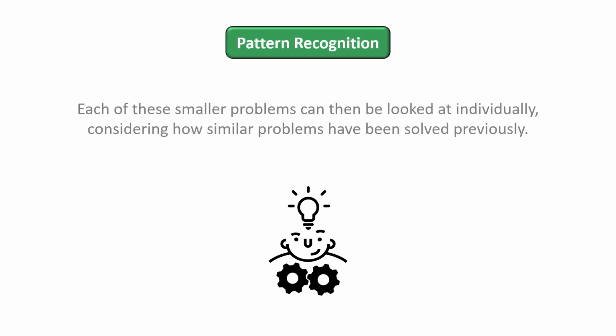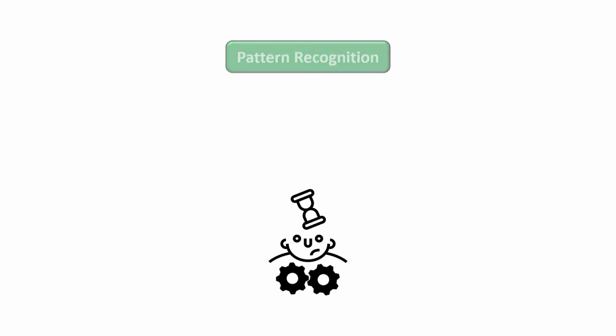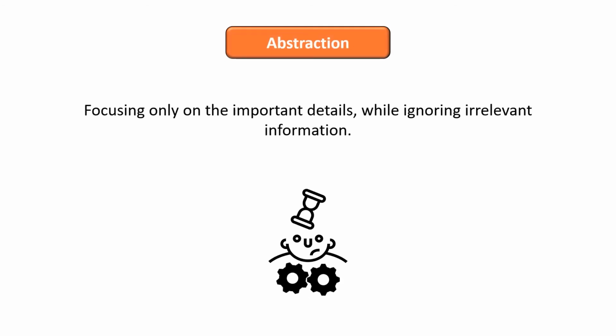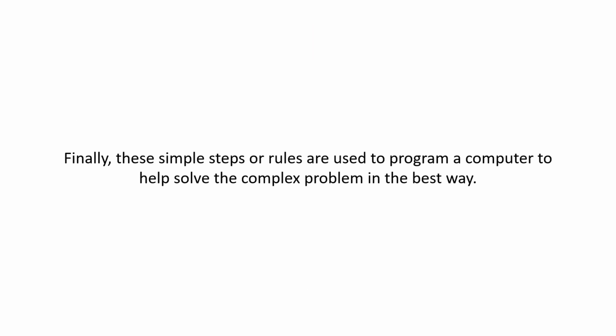Each of these problems can then be looked at individually, considering how similar problems have been solved previously. That is the pattern recognition phase. And focusing only on the important details while ignoring irrelevant information. That is the abstraction phase. Simple steps or rules to solve each of the smaller problems can be designed. That is the algorithm stage. Finally, these simple steps or rules are used to program a computer to help solve the complex problem in the best way.